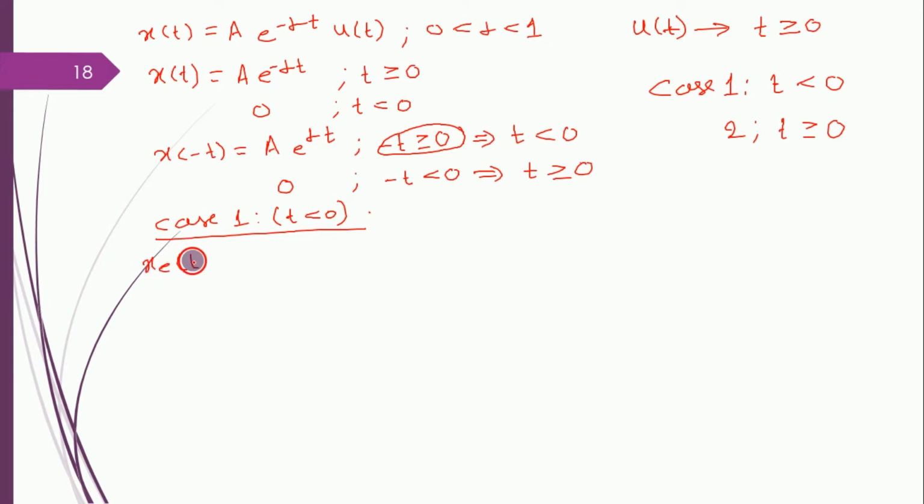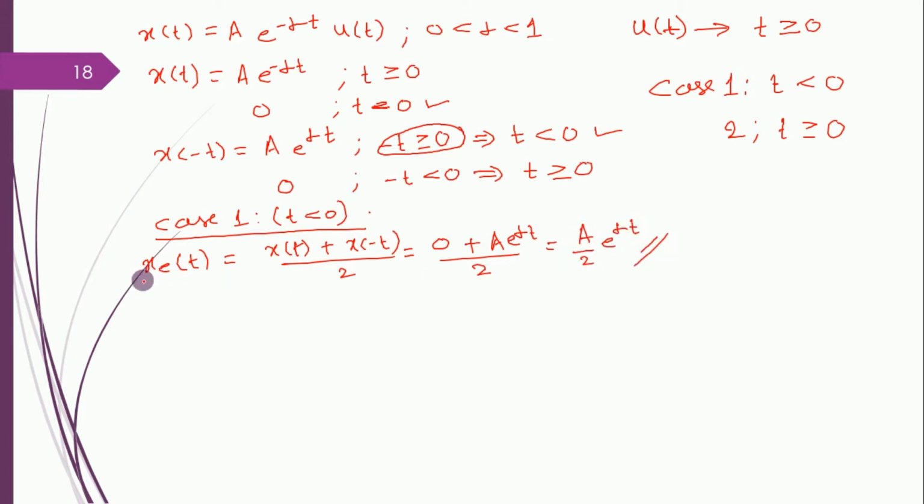the even component xe of t is the addition of x of t and x of minus t. You consider only this one now, this one and this one. These two are t less than 0, t less than 0. So x of t plus x of minus t divided by 2. So what is x of t? X of t is 0 plus x of minus t is a into e raised to alpha t divided by 2. So hence your answer is a by 2 into e raised to alpha t. So this is your even signal.